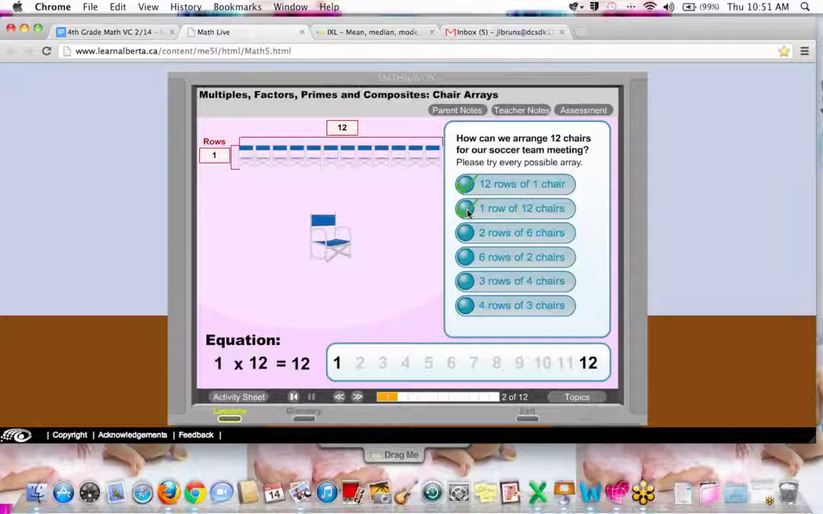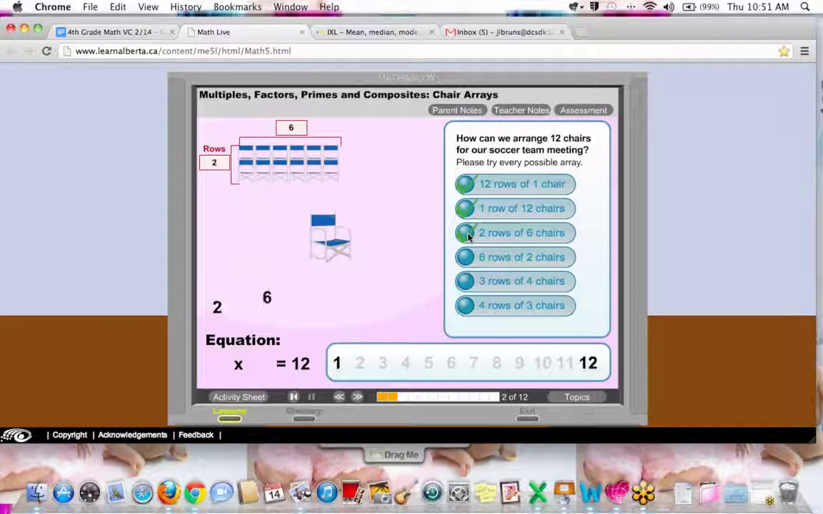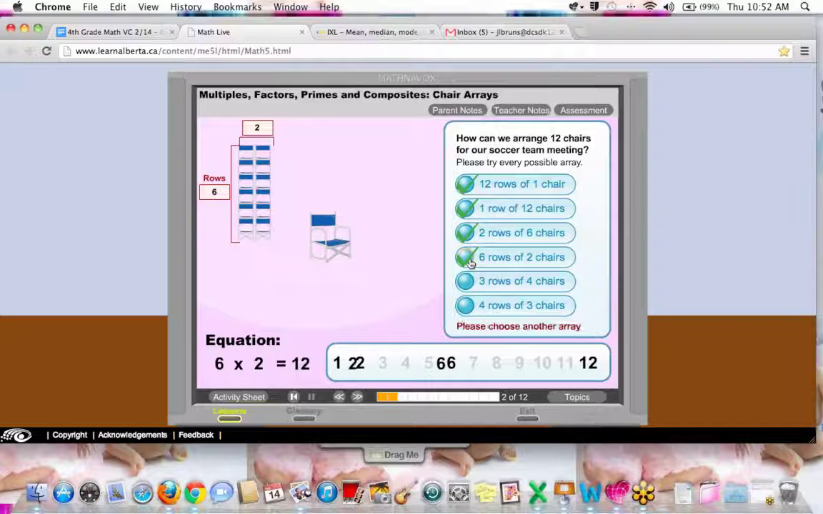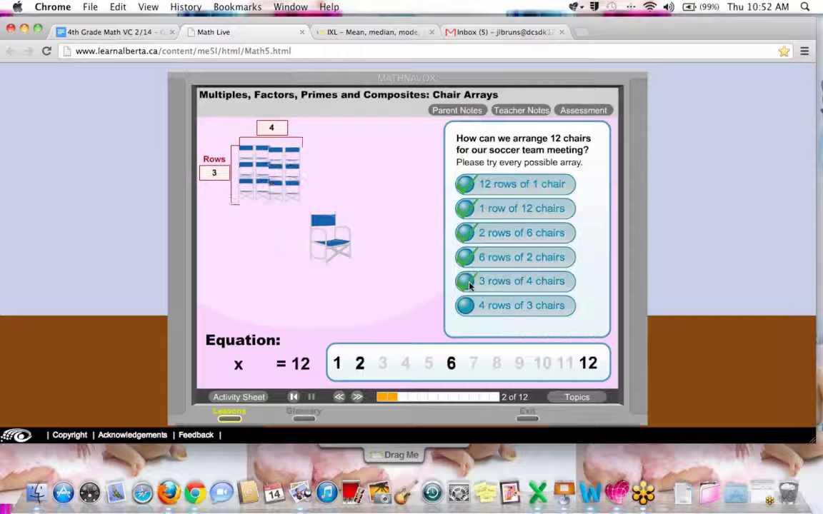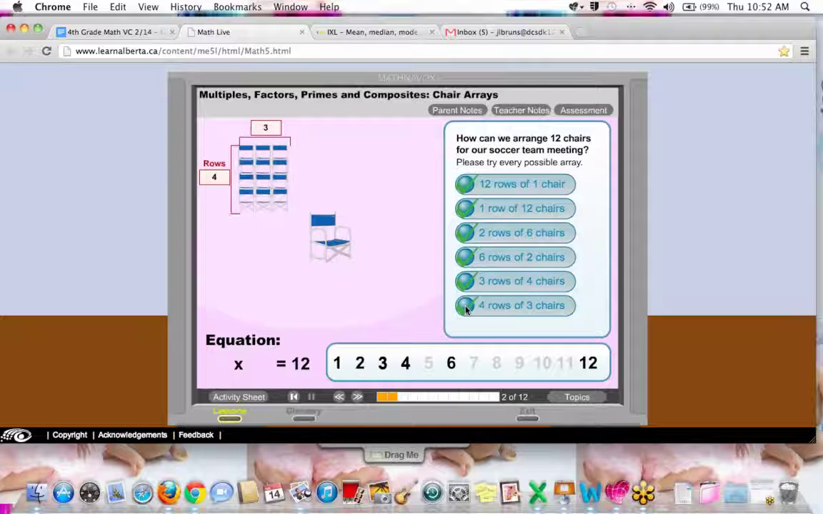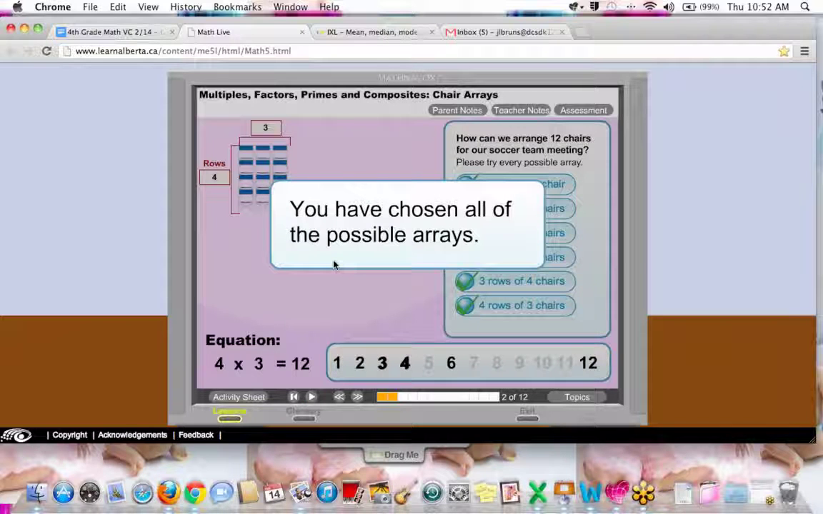All right, so we had a vertical row of 1 by 12, and then we had a horizontal, which is what they're showing now. Or we could have 2 horizontal rows of 6. Or we could have 6 vertical rows of 2. Or we can have 3 horizontal rows of 4. Or 4 vertical rows of 3. You have chosen all of the possible arrays.